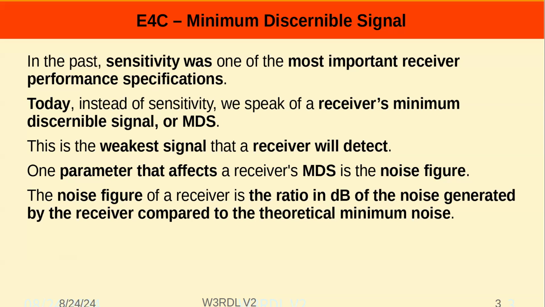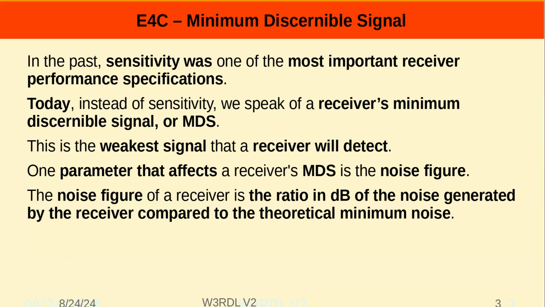One of the receiver performance specifications is sensitivity. Now they use the term minimal discernible signal. When we talked about the A to D converters, the least significant bit was divided, and when you divide that into whatever your reference voltage was, it gave you the minimum discernible or detectable signal.